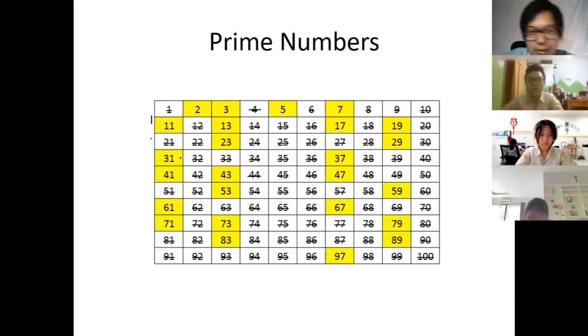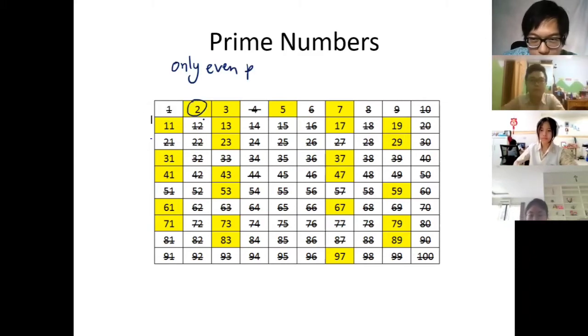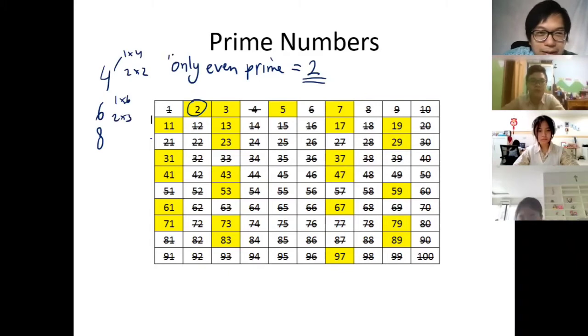So we know that the only even prime, do you see another even number among the prime numbers except 2? No, every even number except 2 is not a prime number. The only even prime is 2 and no more. Why? Because 4, 6, 8 can be divided by 2, right? 1 times 4, 2 times 2, 1 times 6, 2 times 3. So the unique even number that is prime is only the number 2.